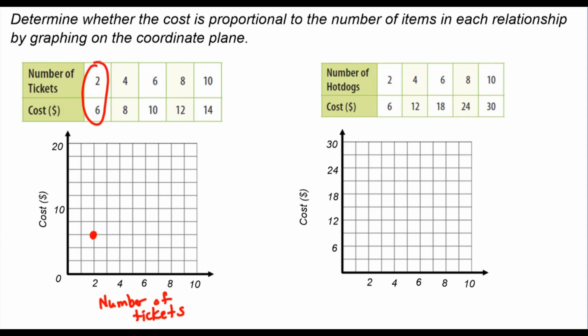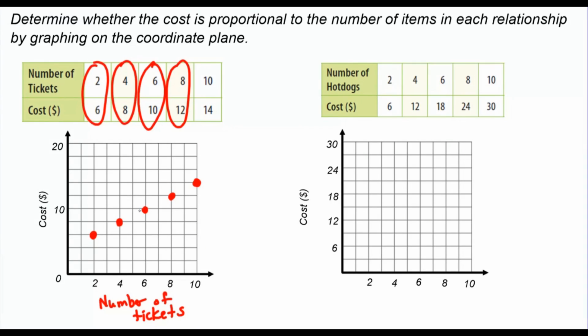So that one's right there. 4, 8. 4 tickets would cost $8. So here's 4 tickets and $8. 6 tickets would cost $10. So that's here. 8 tickets would cost $12. And 10 tickets would cost $14.